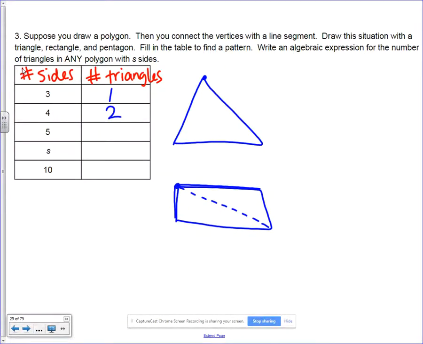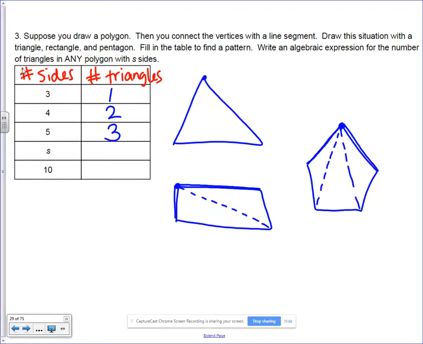Next, we have a pentagon. How many sides does a pentagon have in it? 5. Penta means 5. Kind of looks like a house. Let's just use this top vertice up here. It's already connected to that one. It's already connected to that one. How many more line segments do I need to draw? 2. If I draw 2 line segments, how many triangles do you see?